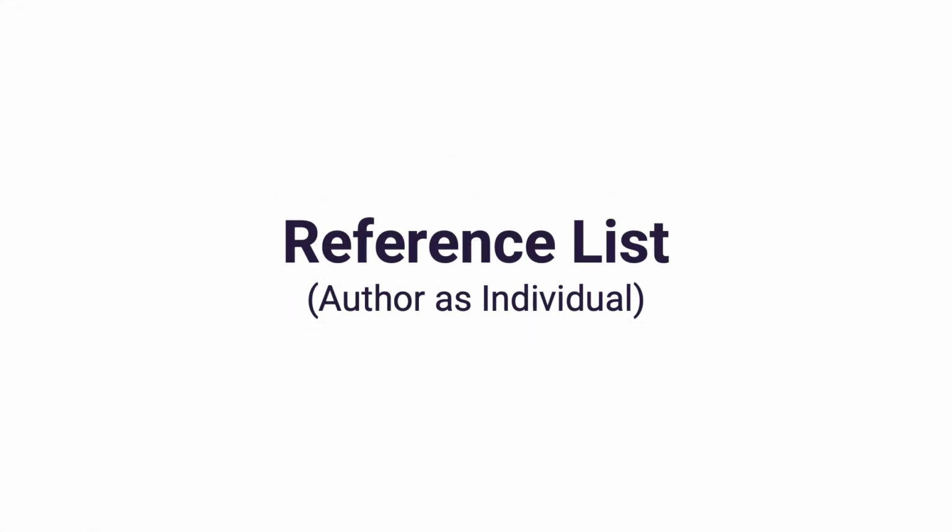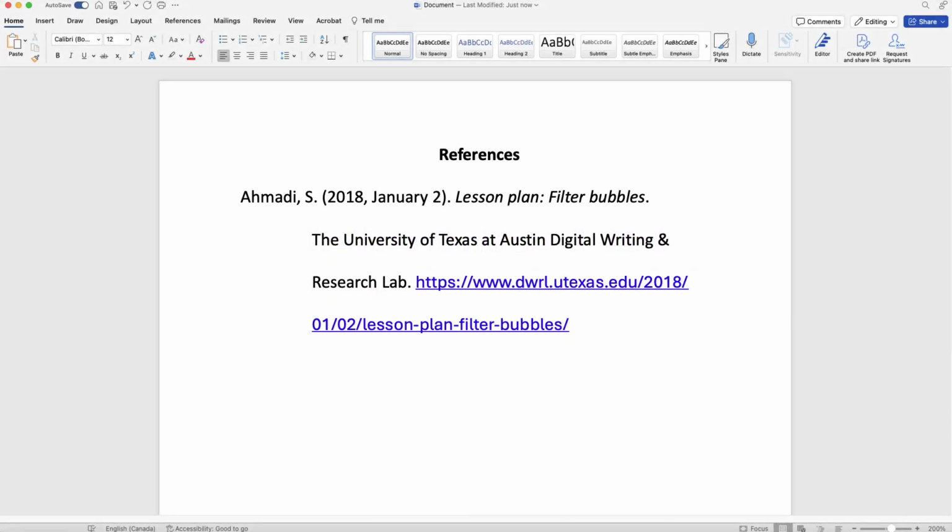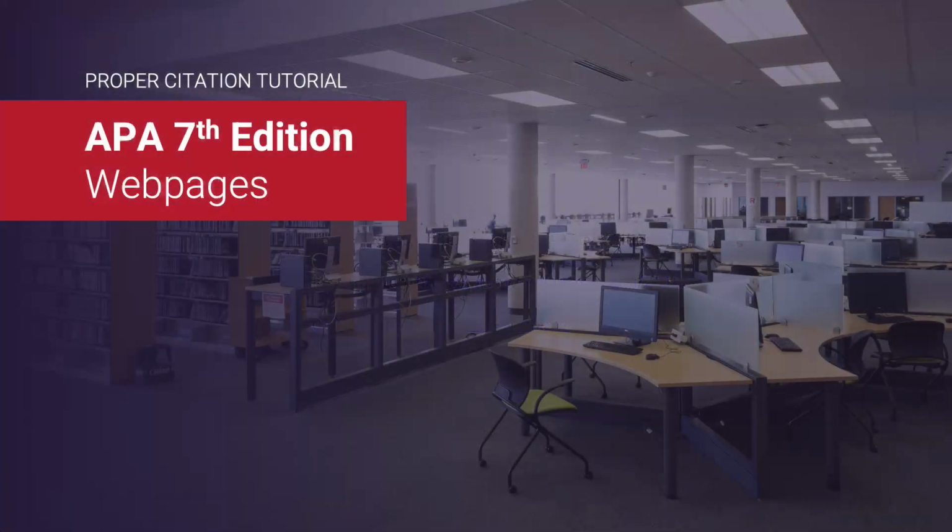Now let's look at a reference for a web page, this time where we have the individual author's name. The reference would look similar for the most part. Instead of the corporate or organization author, you would place the author's last name followed by a comma, the initials of the first name and middle name, if applicable, followed by a period. If you have more than one author, place a comma after each initial, then an ampersand or and sign before the last author. That's it for the video.